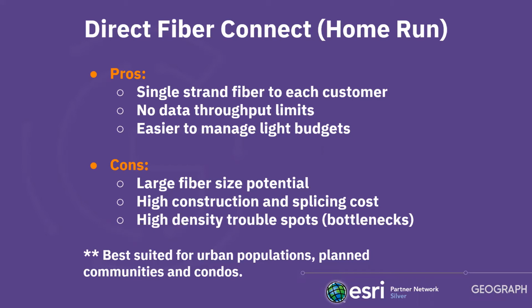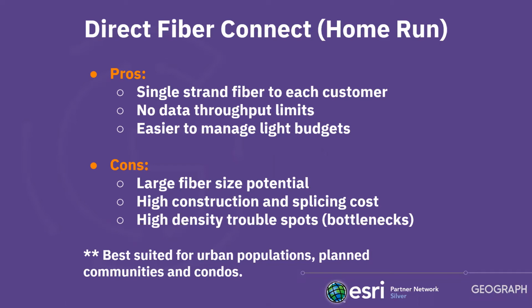Typically, we see that this method carries a higher construction and splicing cost, specifically because of the amount of glass strands that you have to be able to build this network, to utilize this architecture. And then lastly, a con is you have high density trouble spots or bottlenecks. For example, within several hundred feet of the central office, you may have routes with these large count fibers. Well, just because it's within a couple of hundred feet of the central office does not make it immune to troubles or to being cut or damaged.